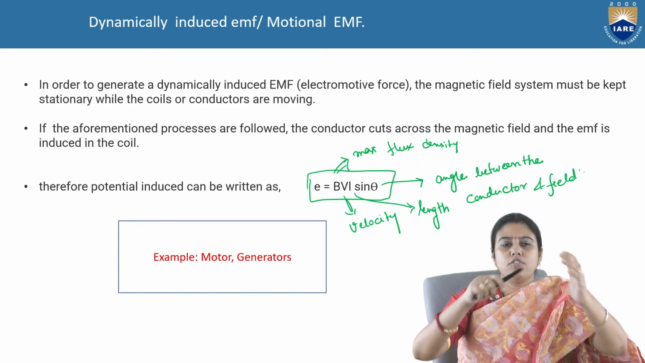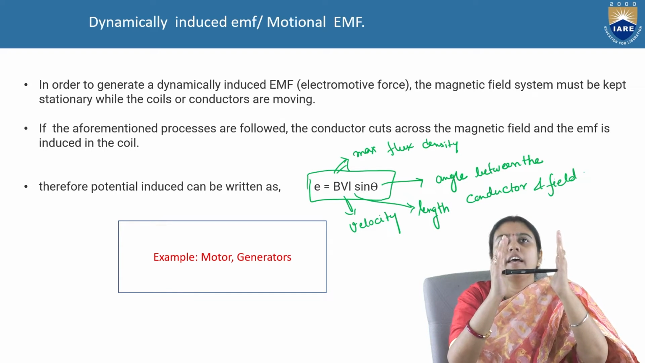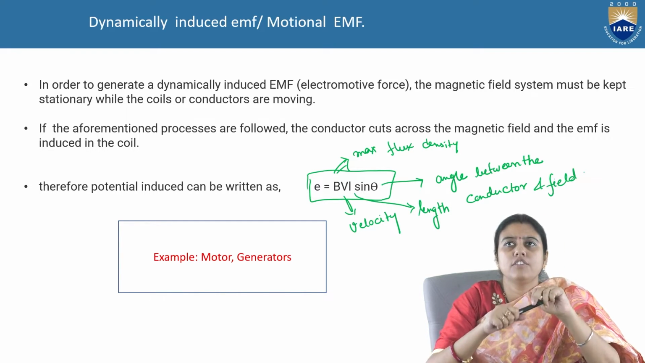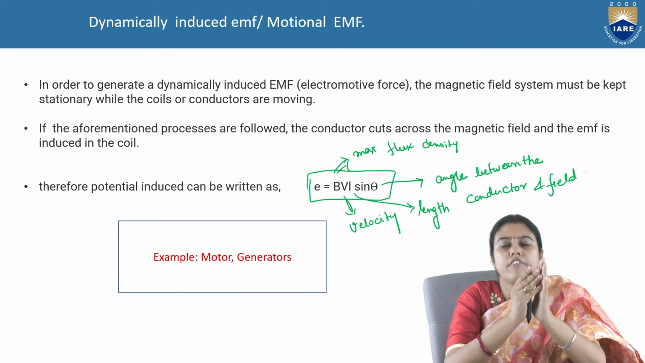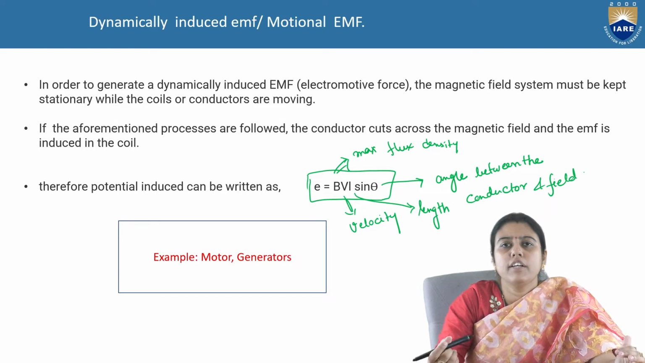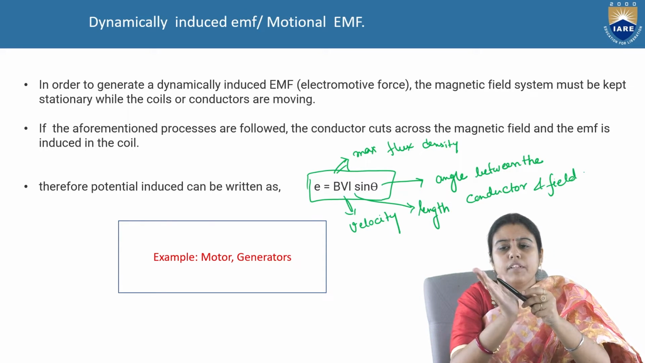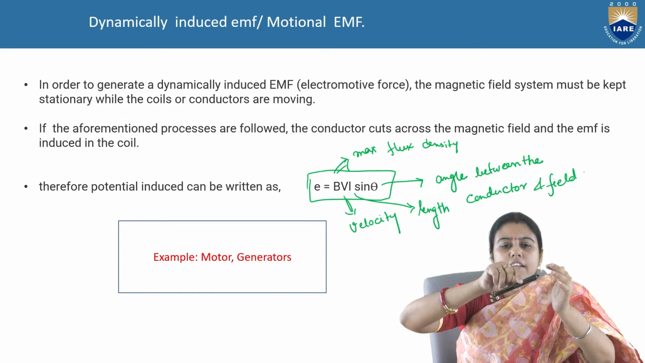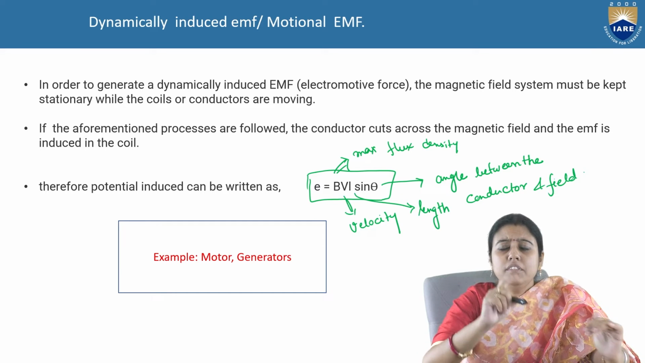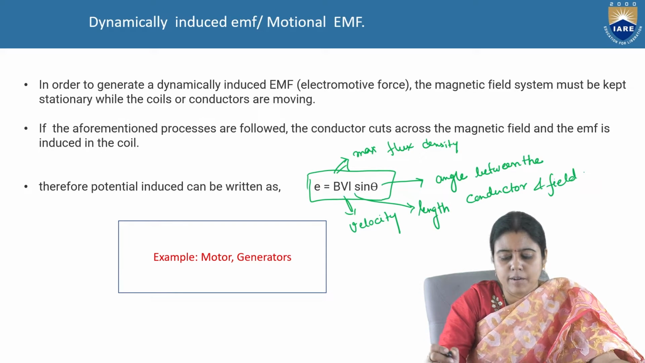You can see, as I told, if the conductor is parallel to the lines of flux, the cutting of the flux is 0, so sine 0. But if it is 90 degree, the cutting of the flux is maximum, so sine theta is equal to 1. But what will happen if this coil is in this position? Because it is rotating continuously, it is changing its position, so this angle will be varying. This angle is the theta.